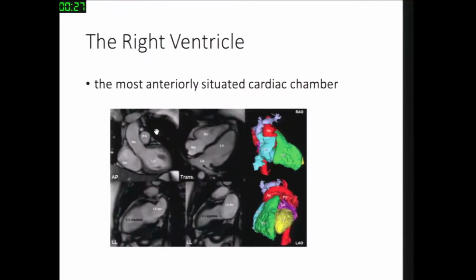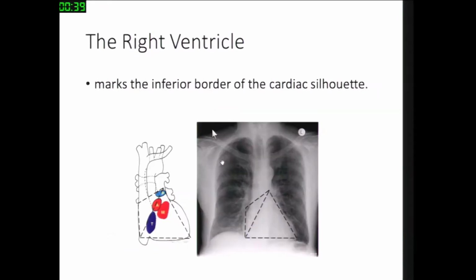The right ventricle is the most anteriorly situated of the four cardiac chambers, as seen on MRI. It is anteriorly positioned and located at the inferior border of the cardiac silhouette. It forms the right cardiac border, like here.